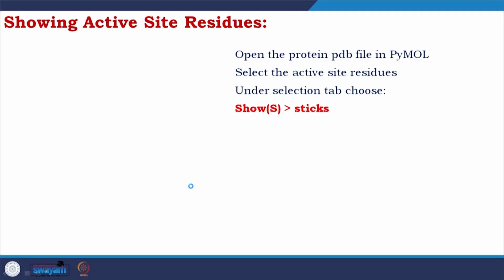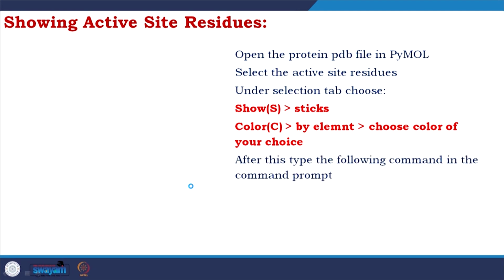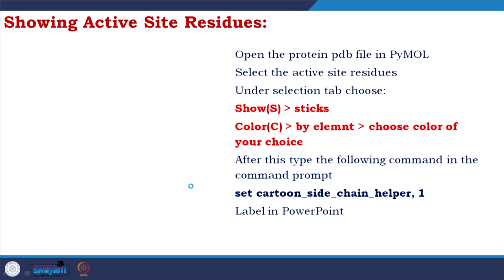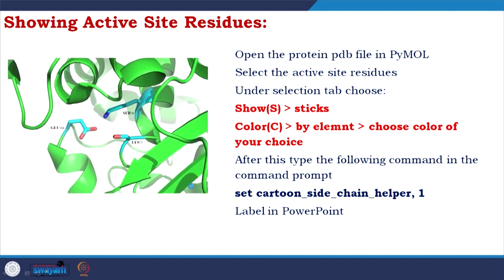Under the selection tab you have to choose show, then sticks, color by element, choose a color of your choice, and then type the following command in the command prompt: set cartoon_side_chain_helper, 1, and then, as I always say, label that in PowerPoint. So, you will get something like that. You see serine 70, lysine 73 and glutamate 166. When we go back, we will show you those residues, but with different numbering.